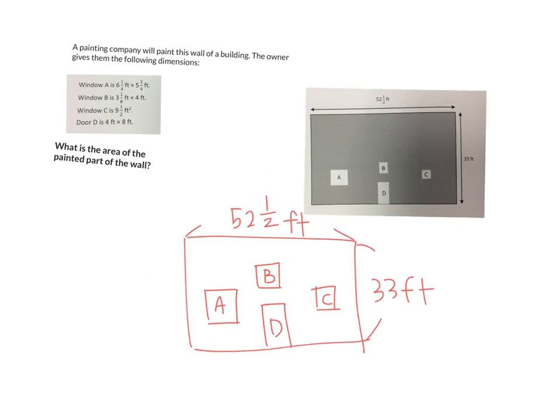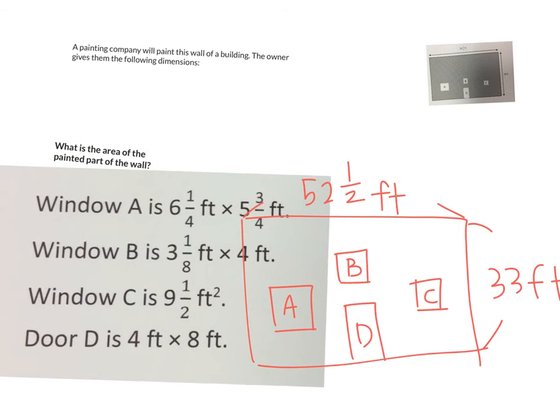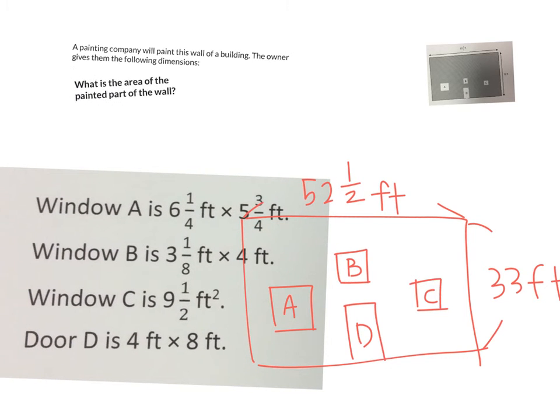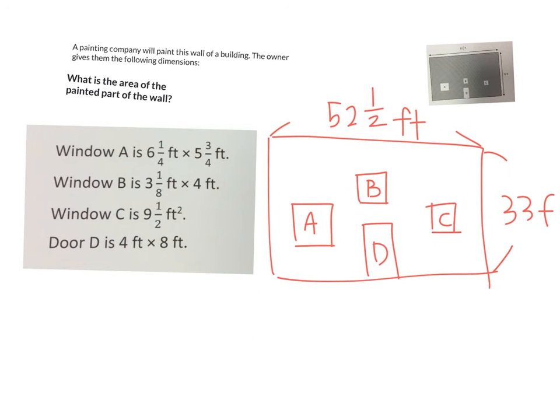The next thing I would write down in my notebook is this information. Window A, and you could label it right on your picture, or you could write it separately. Window A is 6 1/4 feet by 5 3/4 feet. Window B is 3 1/8 feet by 4 feet. Window C is 9.5 feet squared.